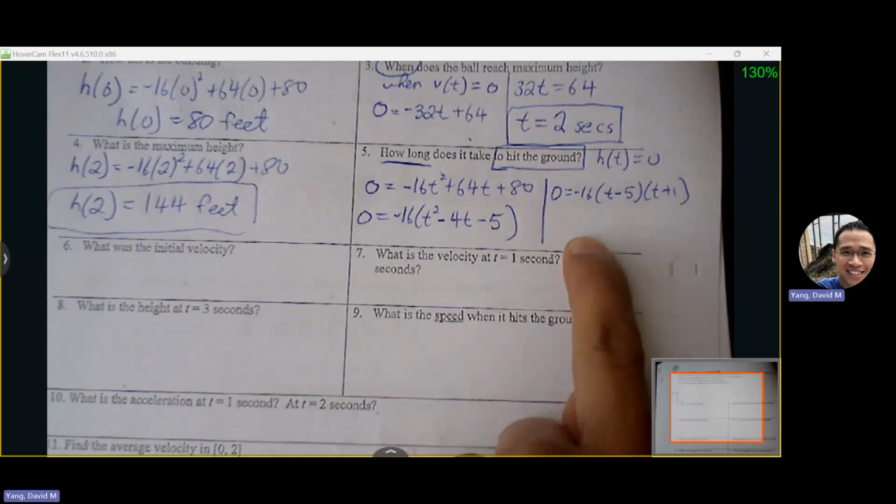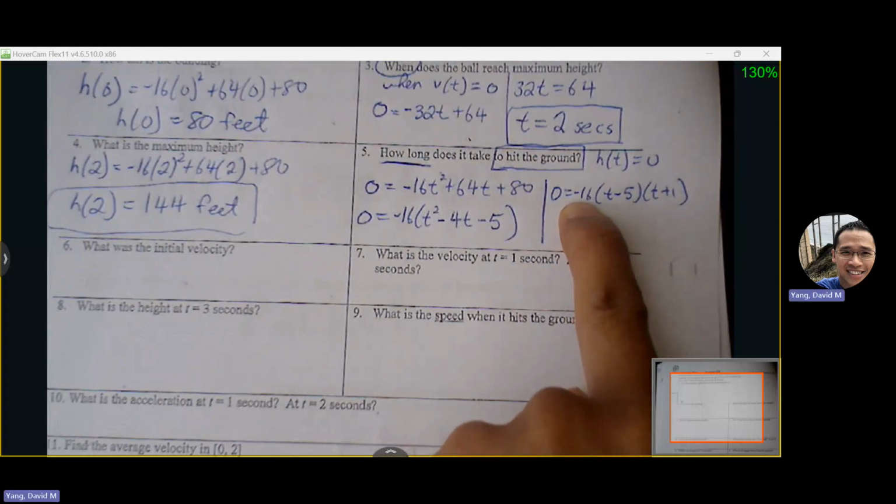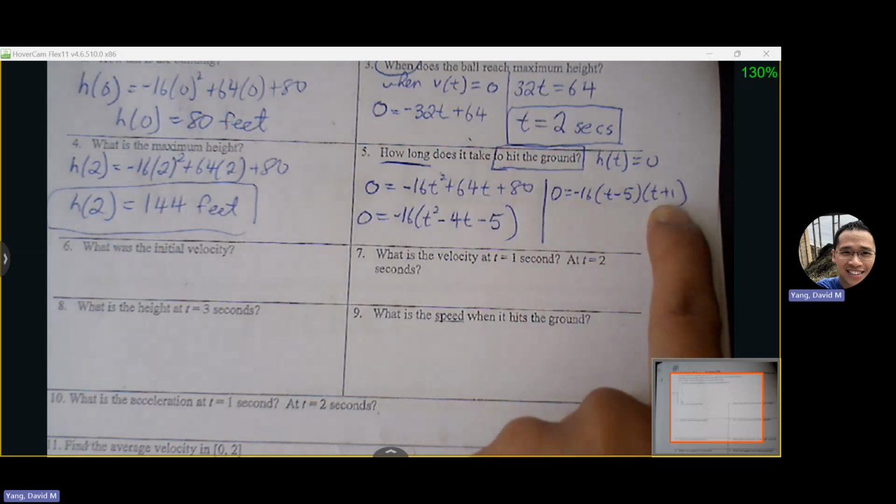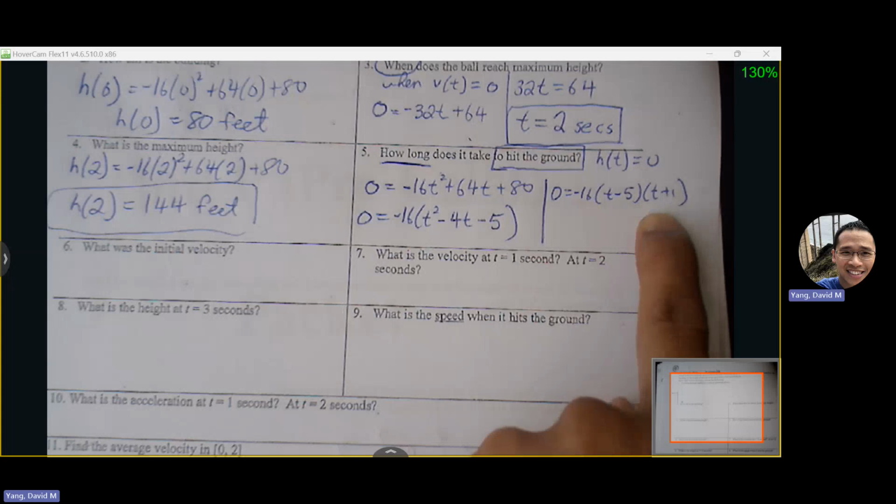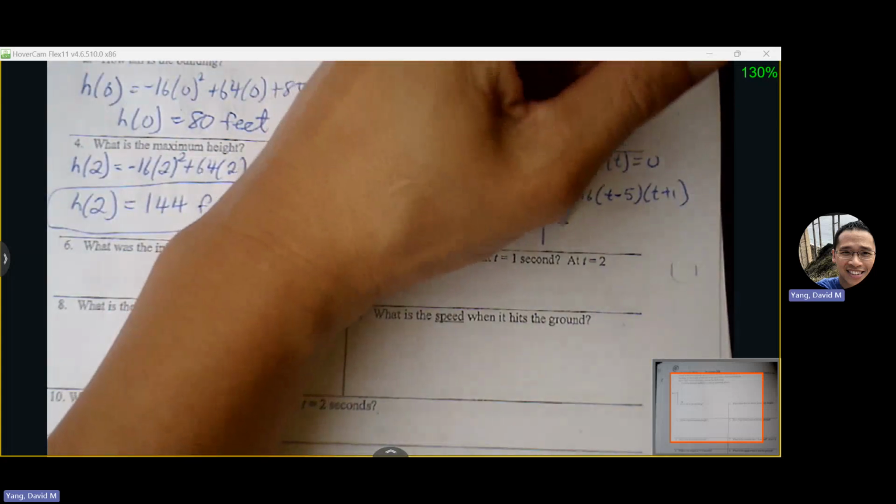And now we can solve for t. If you see a value with no variable in it, that means there's not going to be any solution here. I mean, if we set negative 16 equal to 0, there's nothing to solve. But we can solve for t minus 5 and solve for t plus 1. So what t values do we get? T equals what?